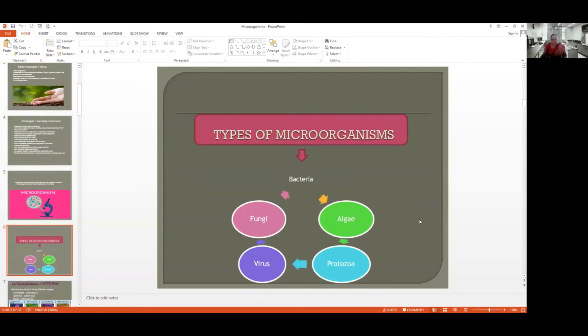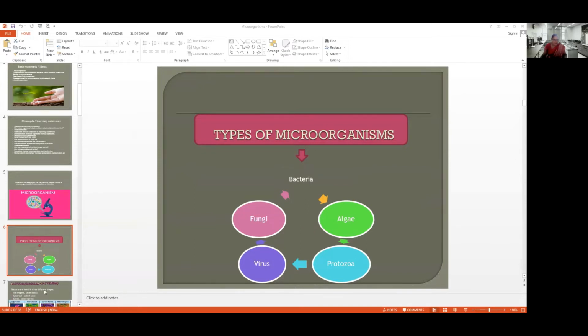I think in the last class we have seen the introduction of microorganisms. Now we'll enter into the real topic of the microorganisms. As I said, there are different types of microorganisms. I explained in the last class about algae, fungi, virus, bacteria, and protozoa.